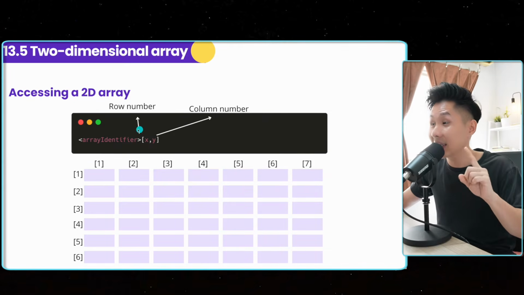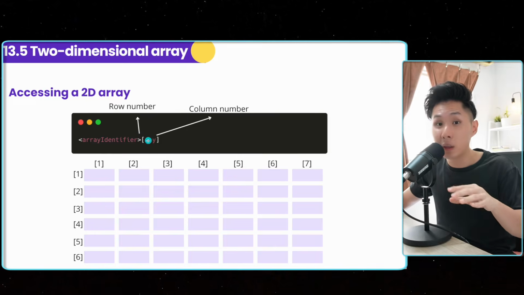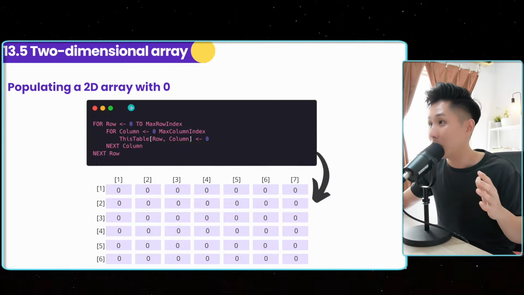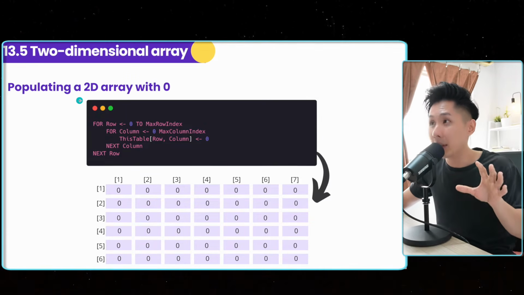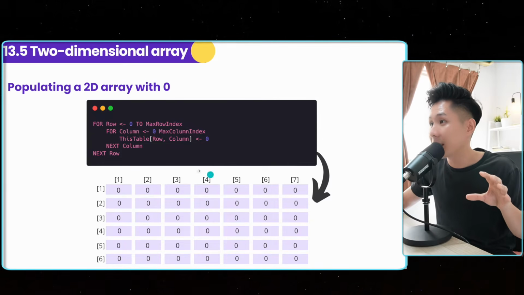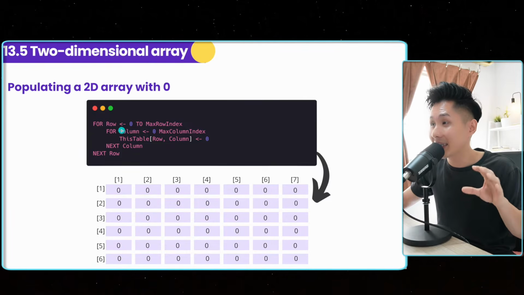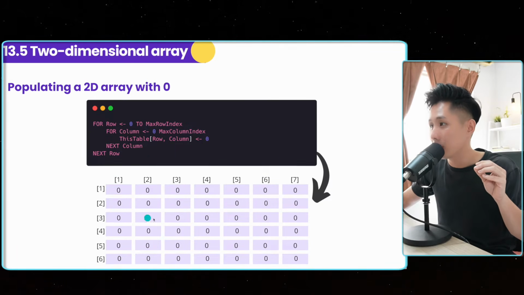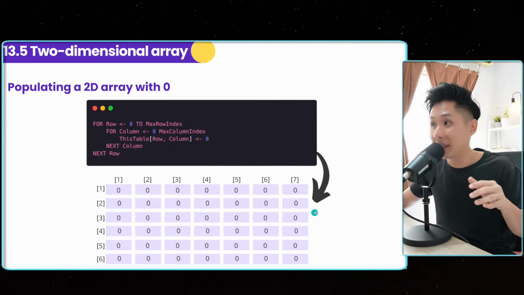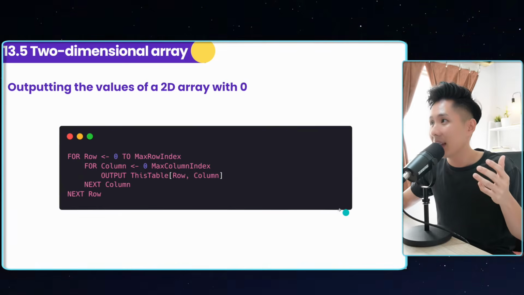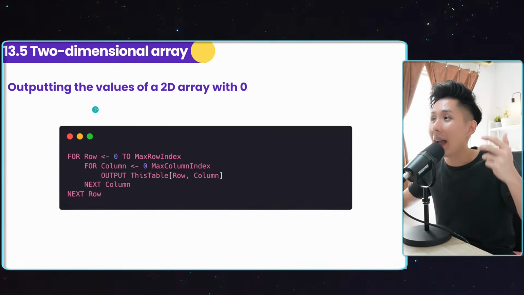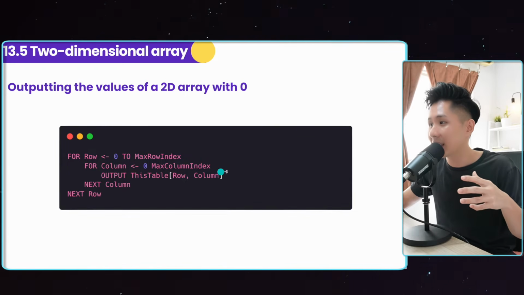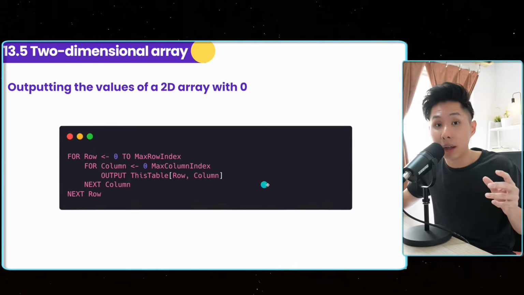To access a 2D array, I can use a square bracket, the same as what we learned just now, but then I need to give 2 indices because I need to specify the row and also the column number. This is how I will do it. To populate a 2D array with 0, let's say I want to put 0 into it, I'm going to use a nested loop so that I can populate the array row by row. So this is how I do the population. And outputting is the same. If you want to output everything in the array, you can use a nested for loop. Just access the items in the 2D array one by one.